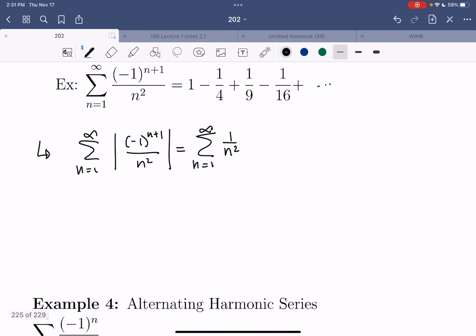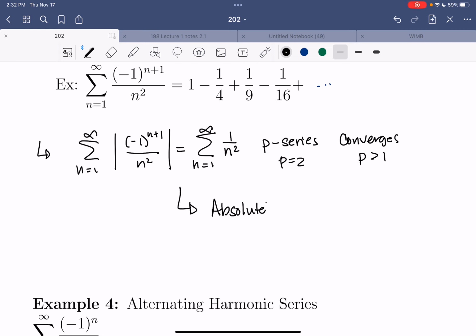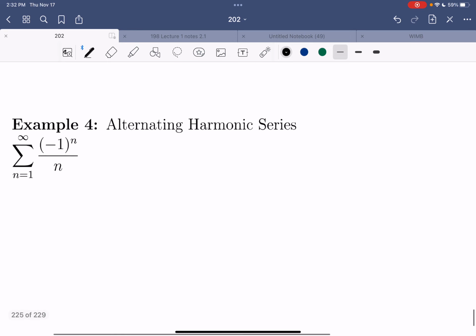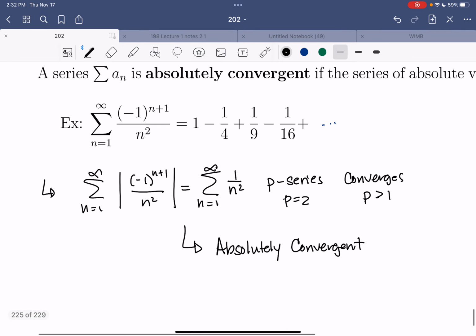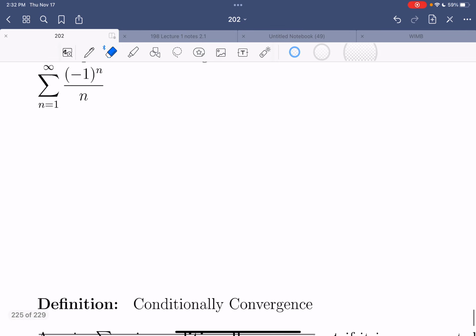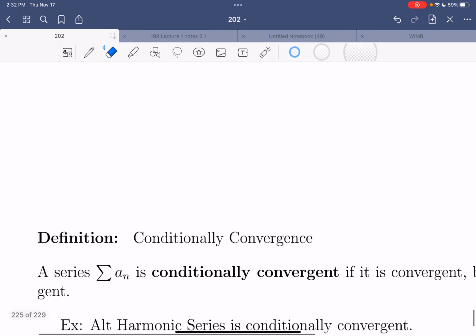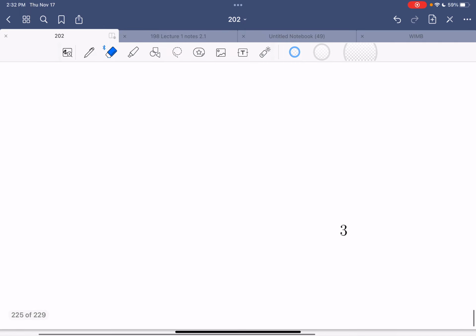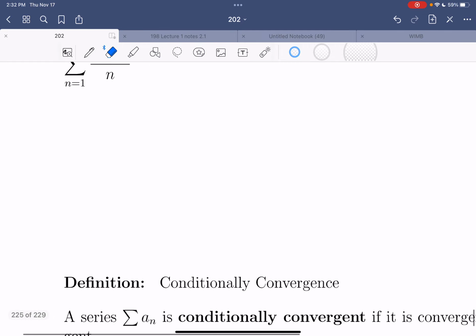So what do you know about this series? Well, this is a p series with p equal to 2, and we know that this converges for p greater than 1. And therefore, if the absolute value converges, then we can say that this is absolutely convergent. Okay. So for example, not this one. I have this in the wrong place, I think. But that's okay. We can do it.